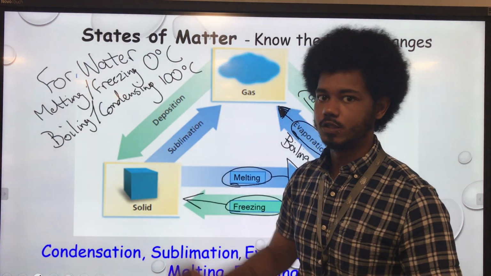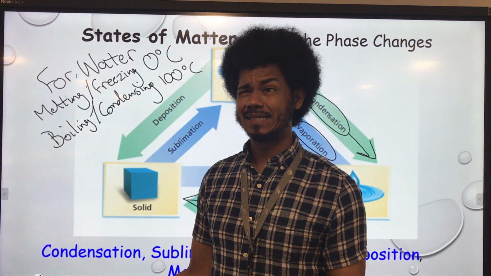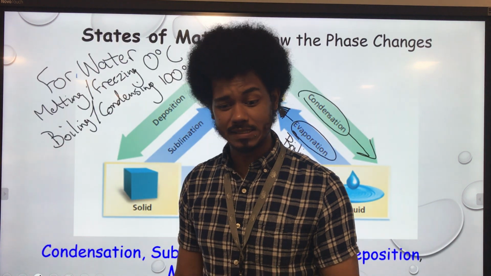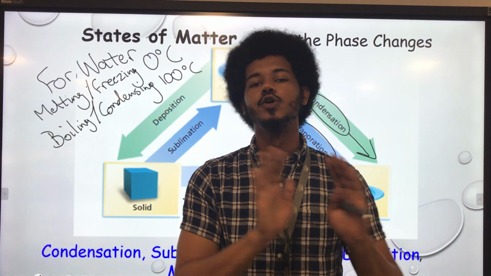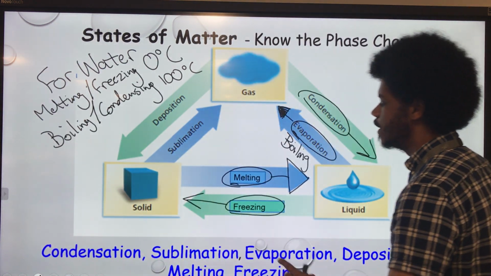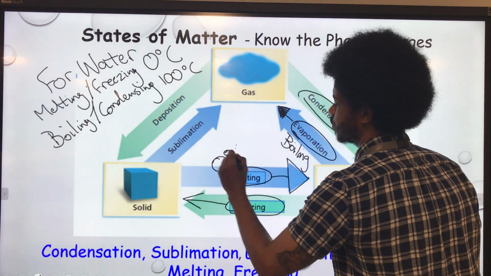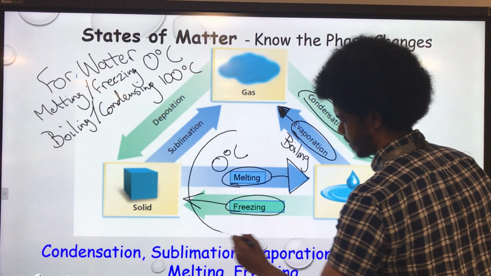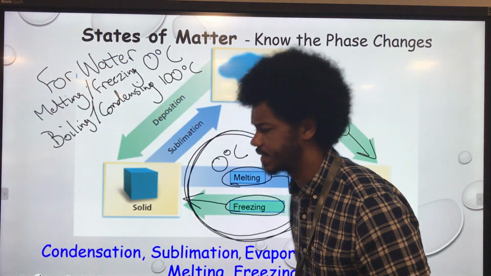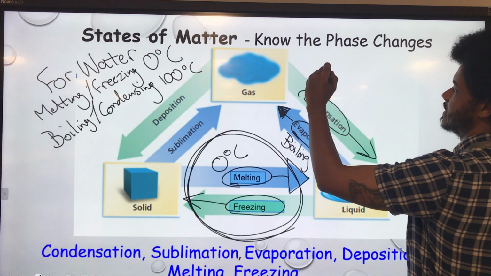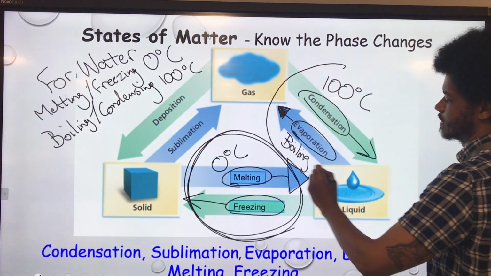Water freezes at 0 degrees Celsius and boils at 100. Ethyl alcohol boils at like 77 degrees and then freezes, I forget, but it's way below 0 degrees Celsius. So ethyl alcohol has a different set of numbers. So we're just discussing water. But again, freezing and melting for water always occurs at the same temperature, 0 degrees Celsius. So these things right here only happen at 0 degrees Celsius. The evaporation and condensation only happens at 100 degrees Celsius.